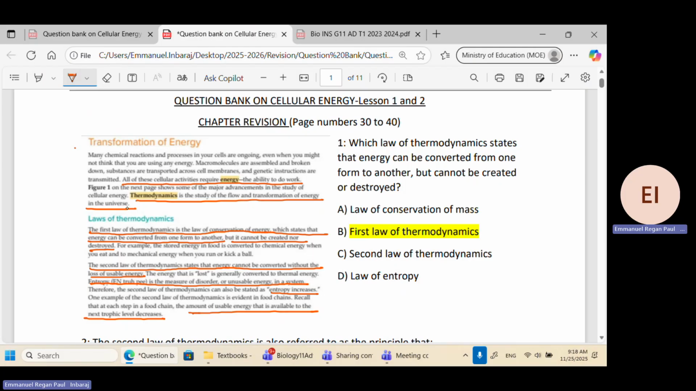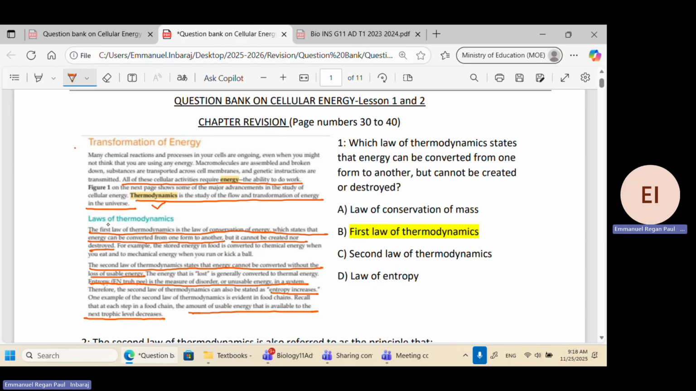The second thing that's very important is thermodynamics. So what is thermodynamics? Let's look at the definition. Thermodynamics is the study of the flow and transformation of energy in the universe. So suppose they ask you, what is the study of flow and transformation of energy in the universe called? Remember, you should be writing thermodynamics.